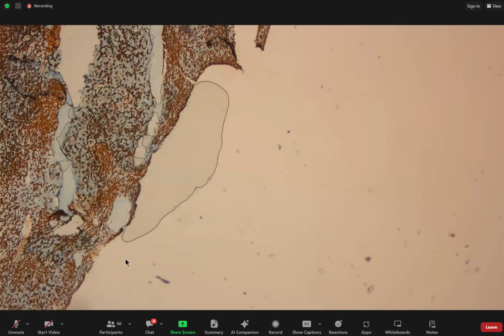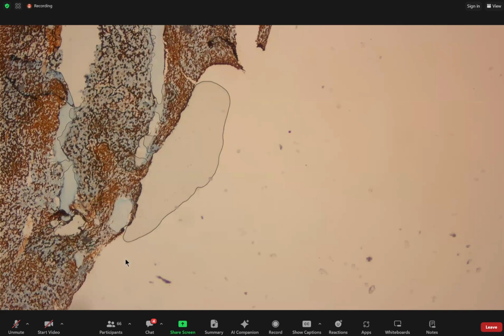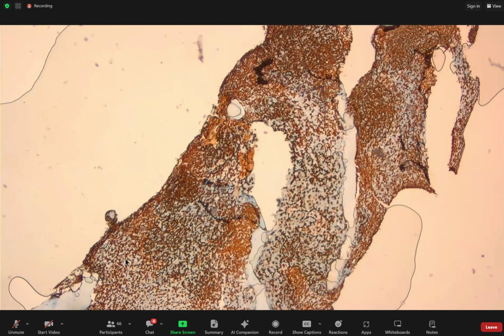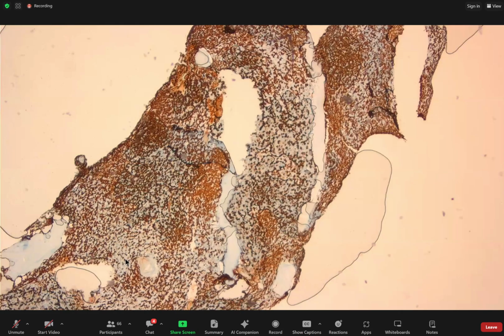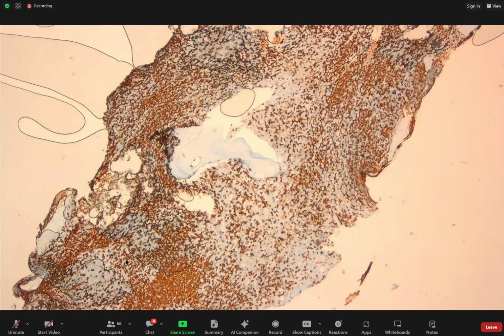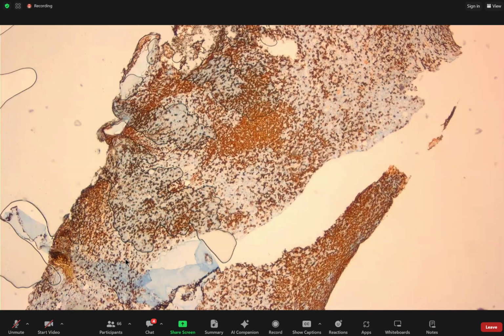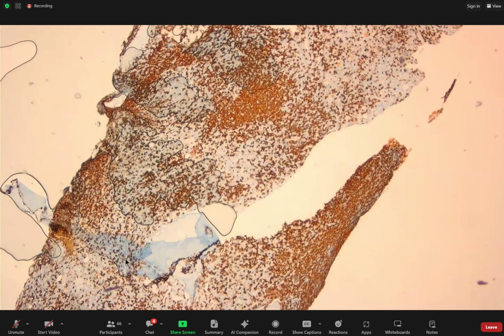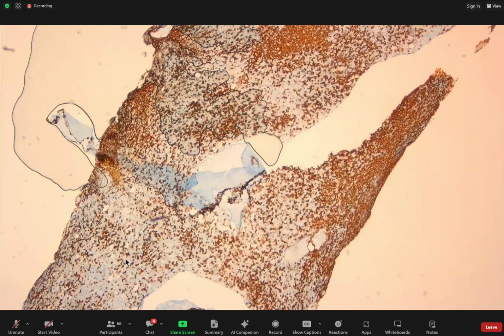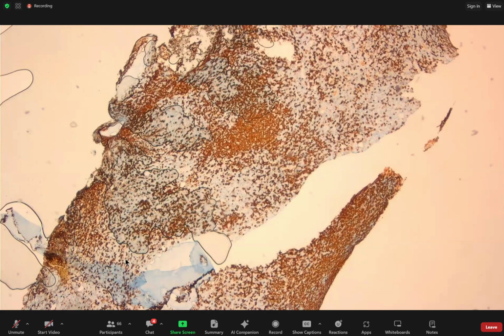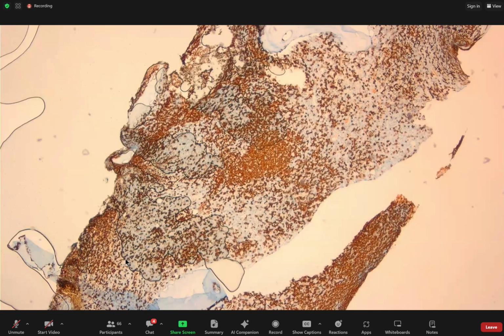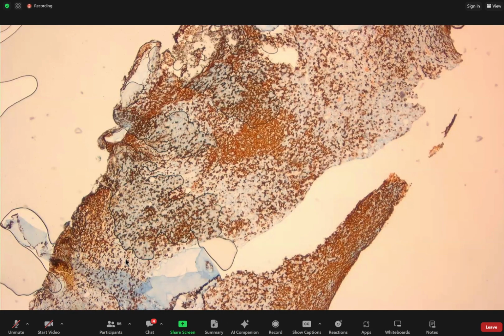Then we have our CD20. Yes, there are increased CD20 positive cells, but at the same time, there are some cells that didn't pick up the CD20, whereas with CD79, every cell picks up the stain. For example, in this area, we have this one big aggregate right in the middle. They are CD20 positive.